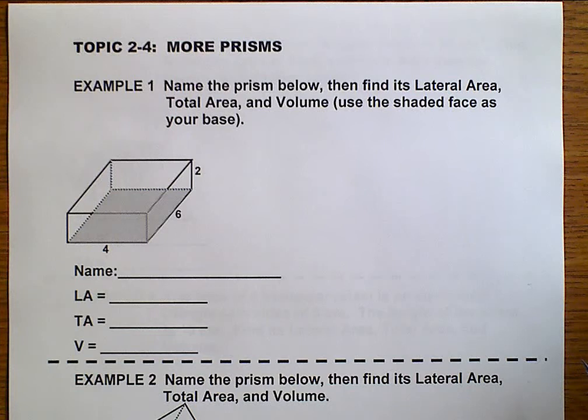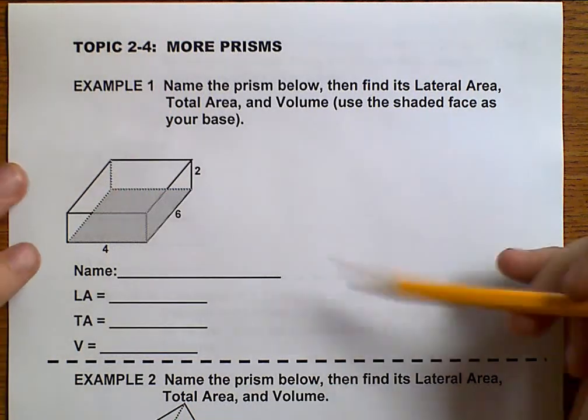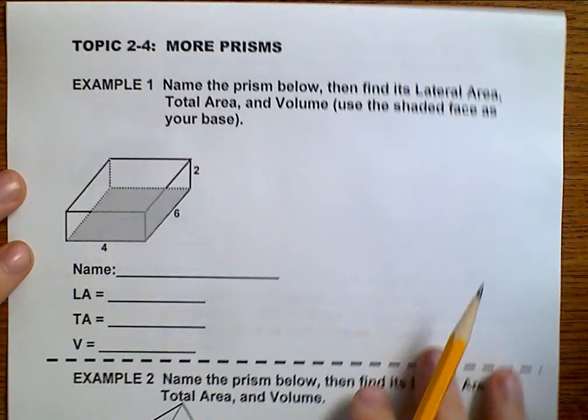Hello, this is Geometry Topic 2-4, just more about prisms. This is just a review lesson. We're going to be talking about prisms. This one happens to be a rectangular prism.